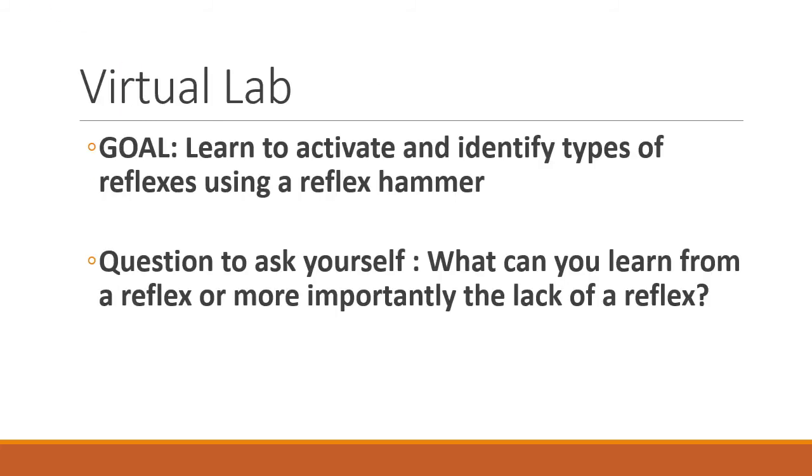So now that we have a thorough understanding of what a reflex is, how they work, and what this reflex arc actually looks like, I would like for you to go ahead and continue on to the virtual lab. So the virtual lab's goal for this experiment is to learn to activate and identify types of reflexes using a reflex hammer. The reflex hammer is the tool that we talked about where you go to the doctor and he hits you on a reflex point and he looks at the response. So you're going to be doing that same thing. You're going to be testing out a reflex hammer on various patients and various sites.